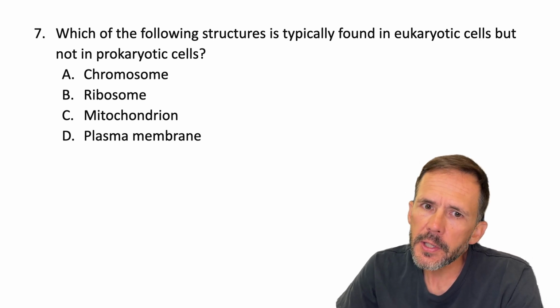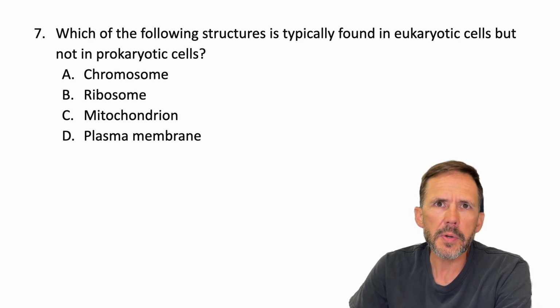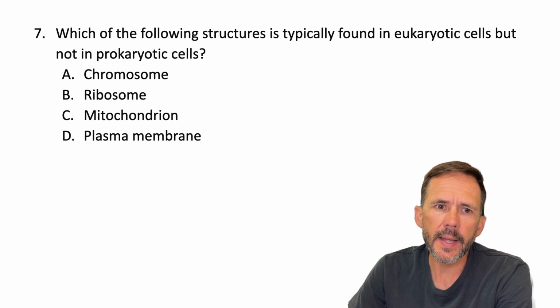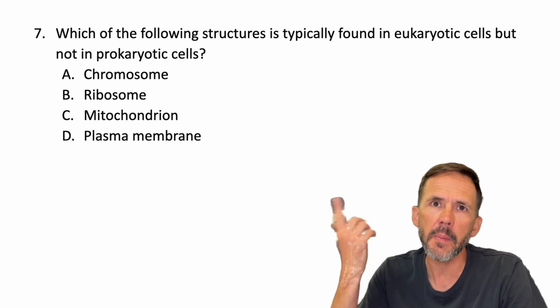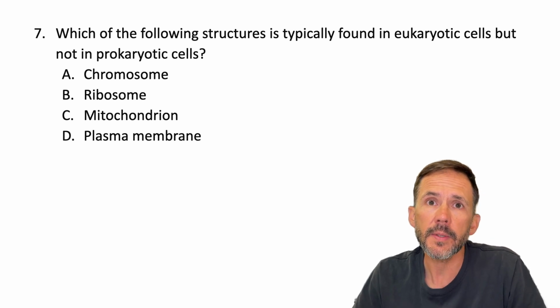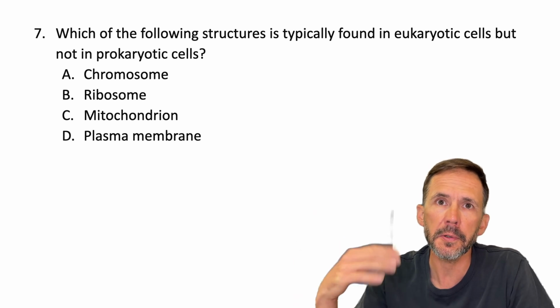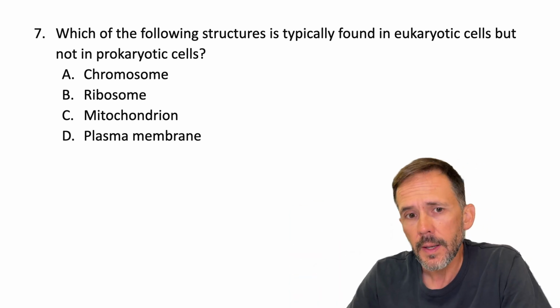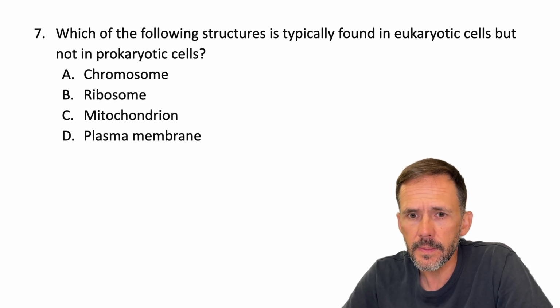Which of the following structures is typically found in eukaryotic cells, but not in prokaryotic cells? Right, so that's mitochondria. So when I'm looking at eukaryotic, prokaryotic, I'm thinking membrane-bound organelles. All cells have plasma membranes, so that's in both. Chromosomes and ribosomes, right? Those are integral to the central dogma, so that's in both. It's the mitochondria that are unique to eukaryotic cells.